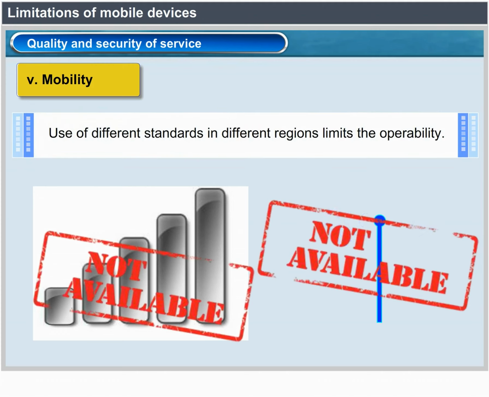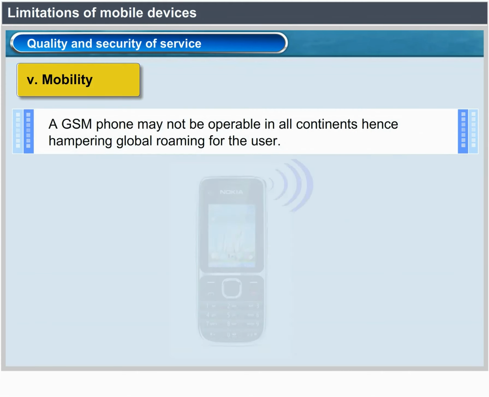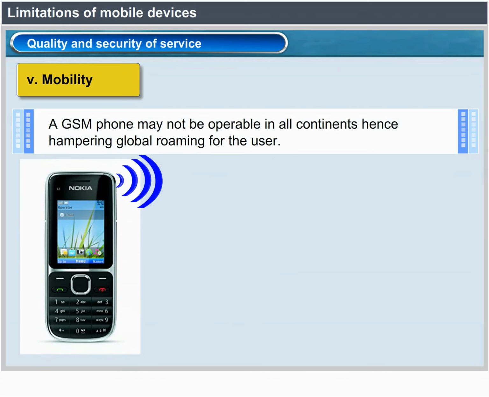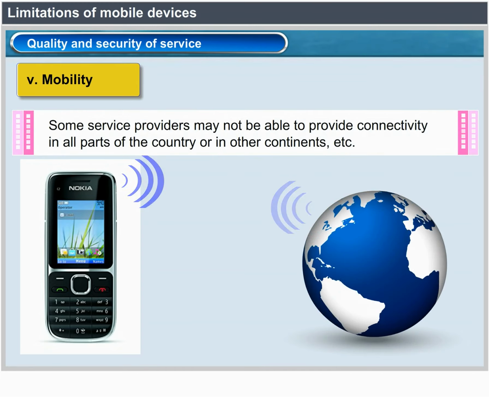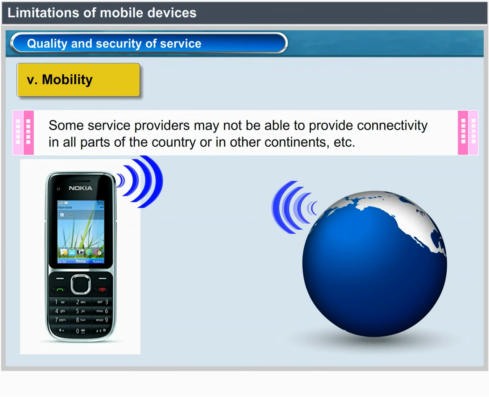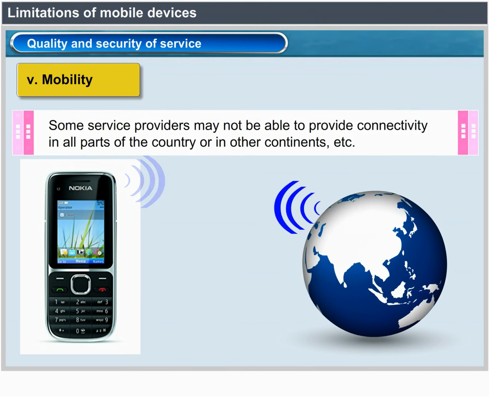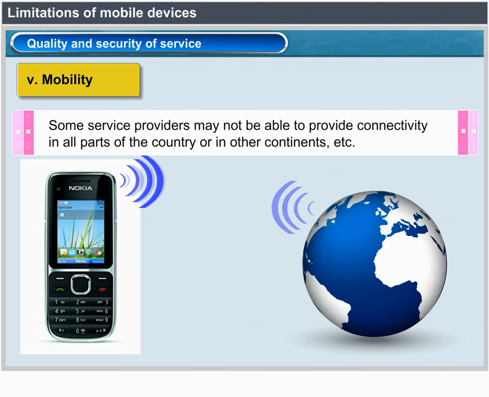Use of different standards in different regions limits the operability. A GSM phone may not be operable in all the continents, hence hampering global roaming for the user. Some service providers may not be able to provide connectivity in all parts of the country or in other continents, etc.